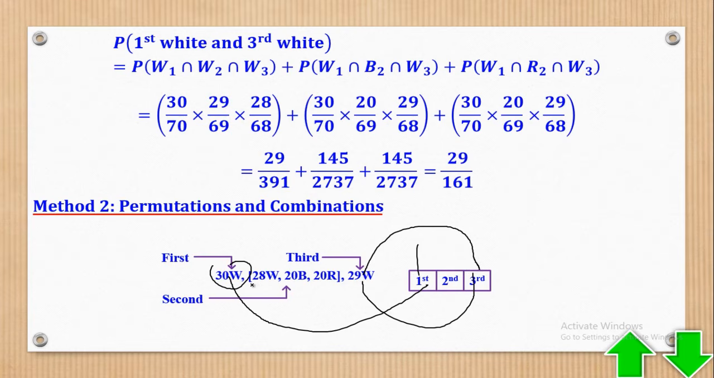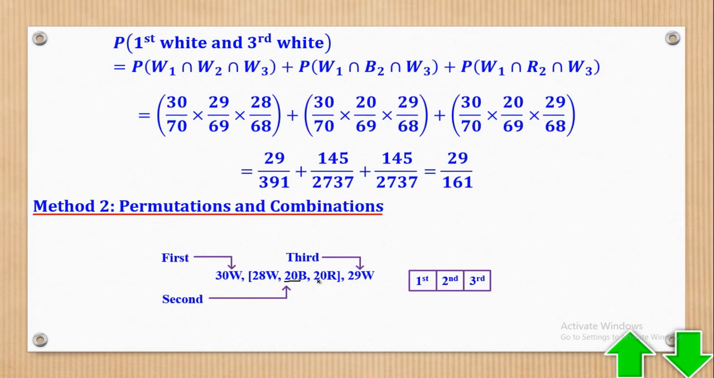Then the remaining ones will be for the second option. So here in the second picking, remember we have already picked one white here and one white here, so you are remaining with 28 white. That is why you have here 28W. But 20B is still intact, and also 20R is still intact. Therefore the permutation here it will be 30 permutation 1, and here it will be 68 permutation 1, because this is this plus this plus this. It is 68 permutation 1. And for the third one, it will be 29 permutation 1.